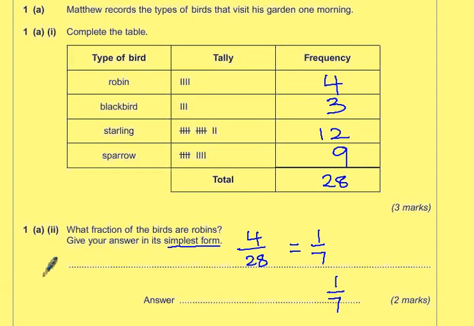We can also simplify this on our calculator. If we type 4, the ABC, the fraction button, 28. If we pressed equals again, that would then give us our answer of 1/7.